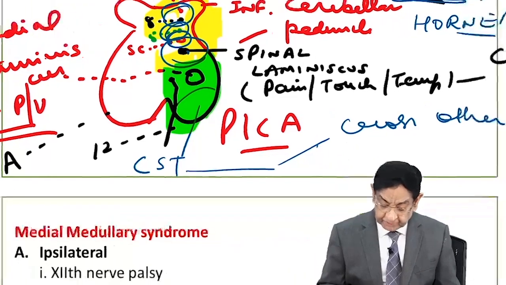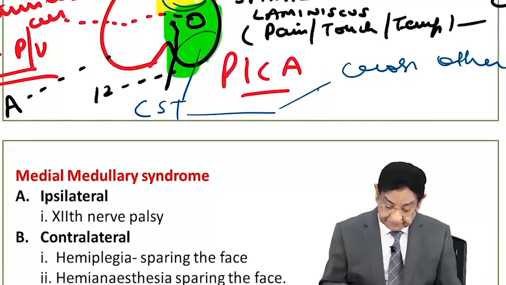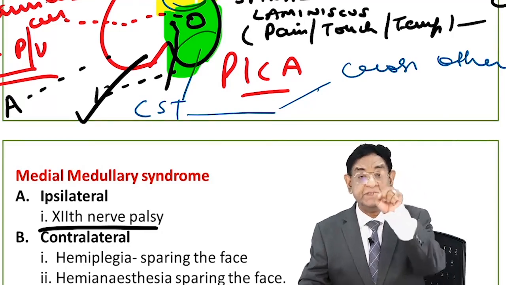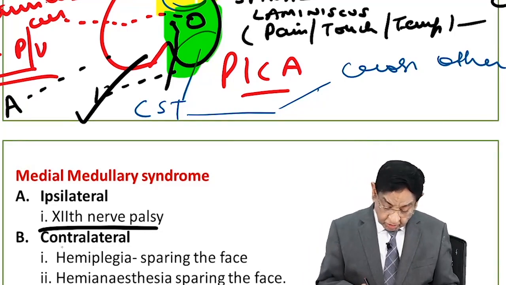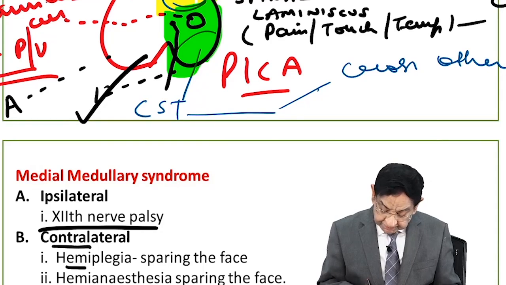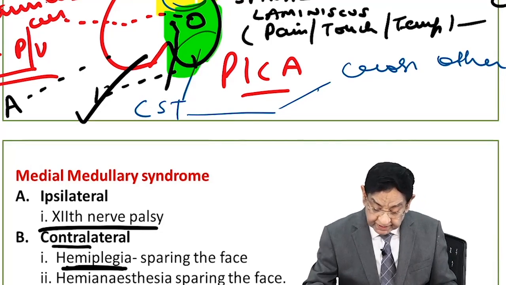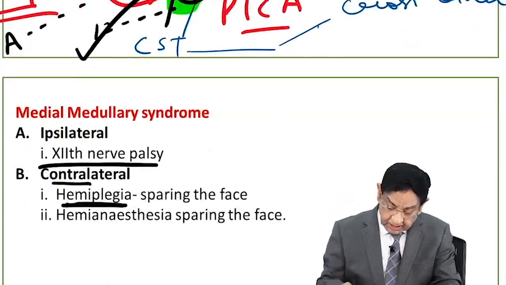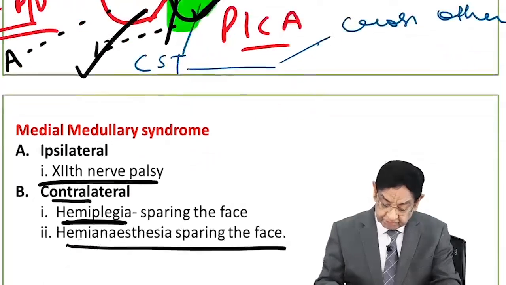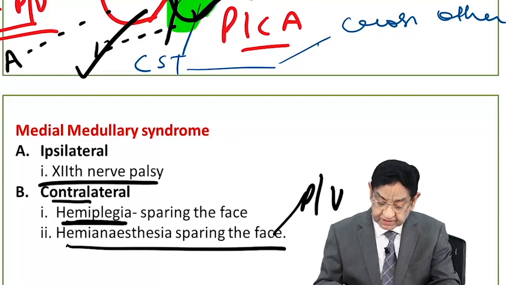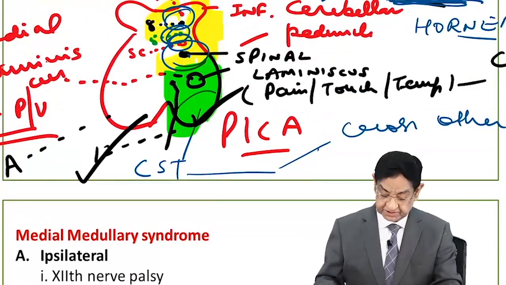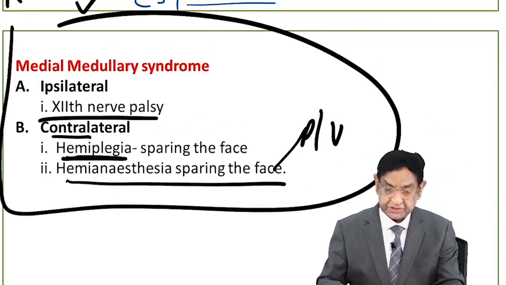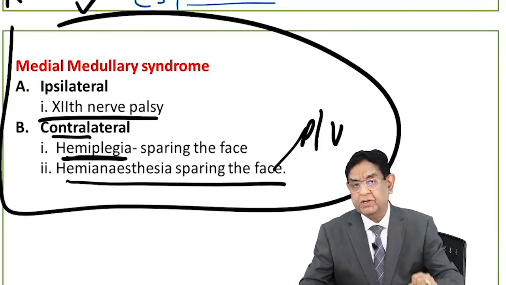So how will he come to us? He'll come to us with ipsilateral 12th nerve palsy, same side. Contralateral hemiplegia. Why? The corticospinal tract is involved. Contralateral loss of position and vibration. Why? Medial lemniscus. And this is known as medial medullary syndrome. Make a box of this line.